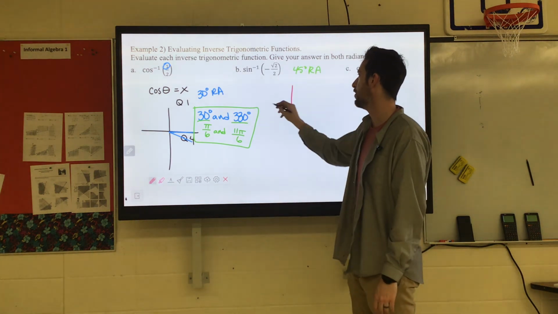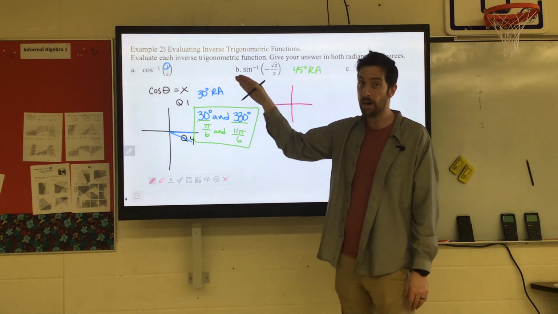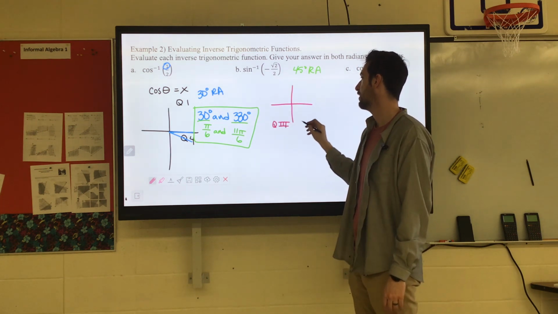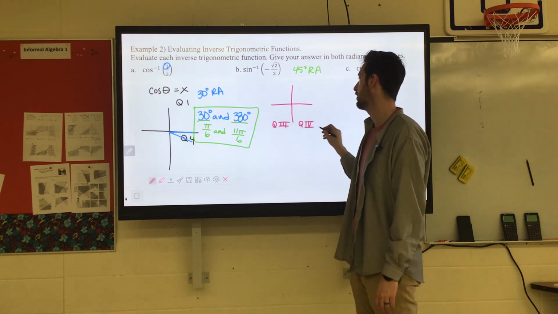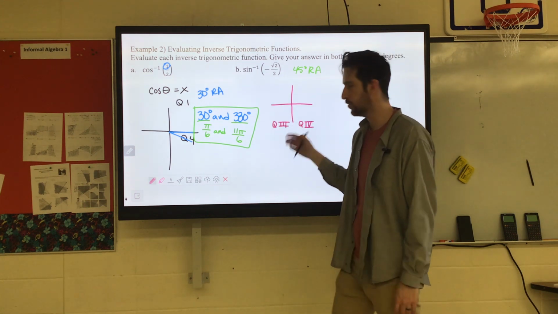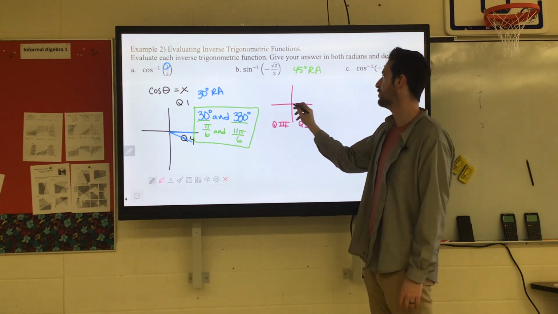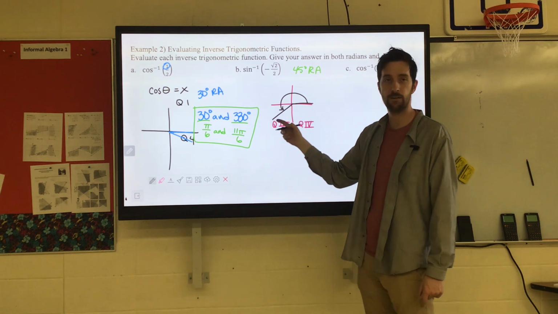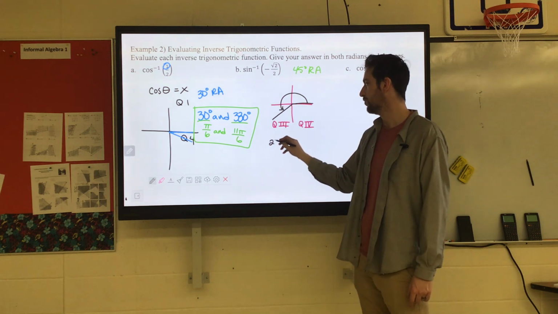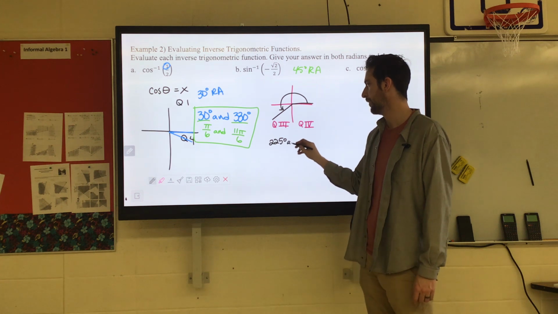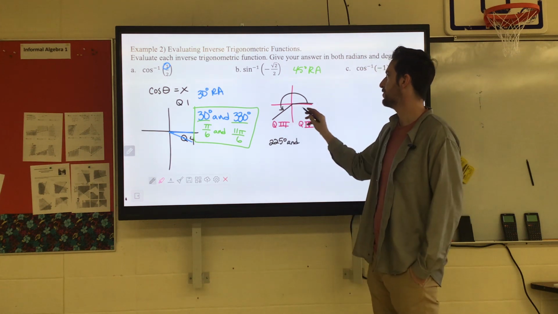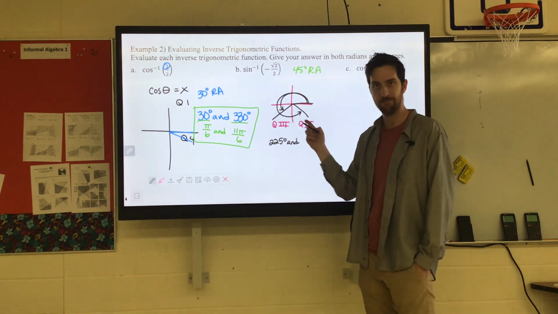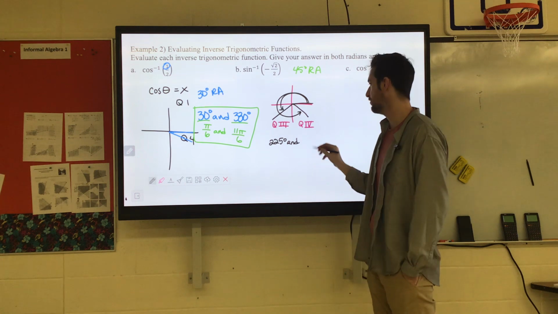It doesn't matter if it's sine or cosine. It's not possible. So it has to be a 45-degree reference angle. Now if we're thinking about our quadrants, sine, the y, is negative in quadrant 3 and quadrant 4. So we're worried only about these two quadrants. A 45-degree reference angle in quadrant 3 would be 180 plus 45, which is 225 degrees. A 45-degree reference angle in quadrant 4 would be 360 minus 45, which is 315.